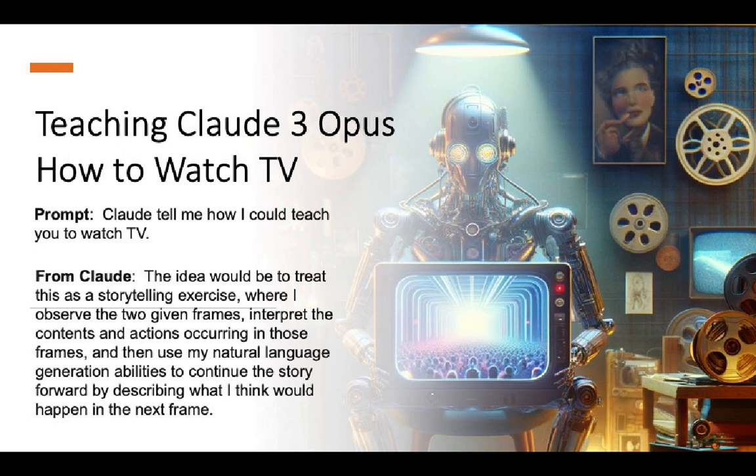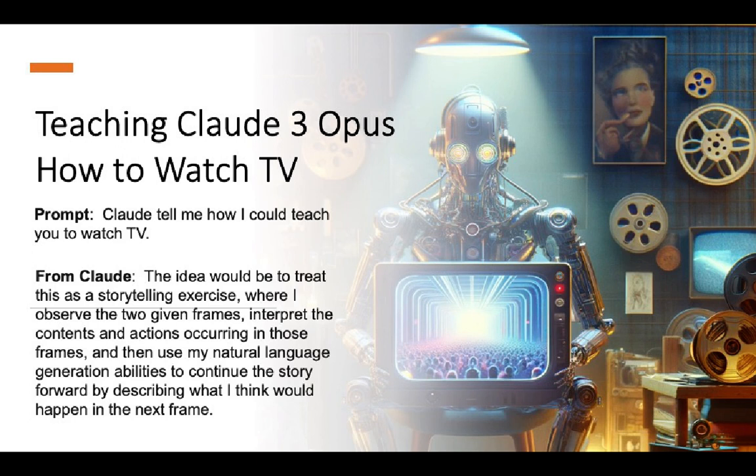Claude said, the idea would be to treat this as a storytelling exercise, where I observe the two given frames, interpret the contents and actions occurring in those frames, and then use my natural language generation abilities to continue the story forward by describing what I think would happen in the next frame.